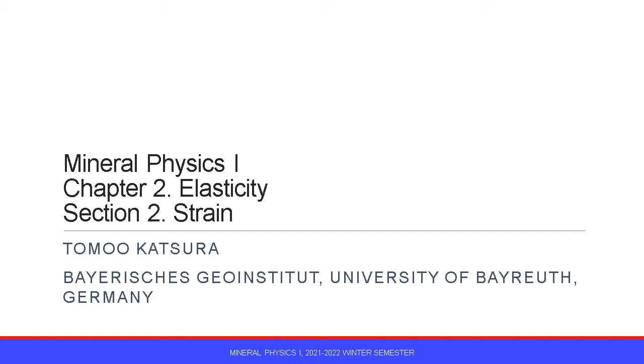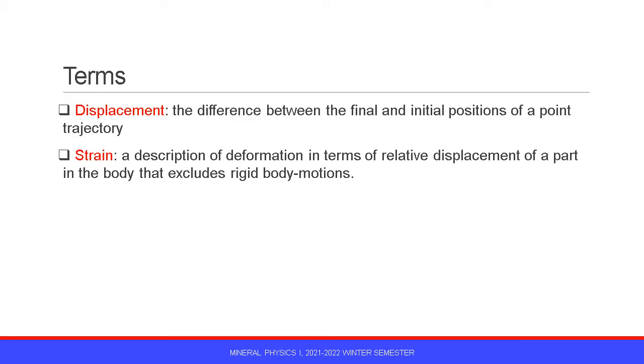Section 2 of Chapter 2, Elasticity, is strain. First, let me introduce two terms. One is displacement, which is the difference between the final and initial positions of a point trajectory. Strain is a description of the deformation in terms of relative displacement of a part in the body that excludes rigid body motions.